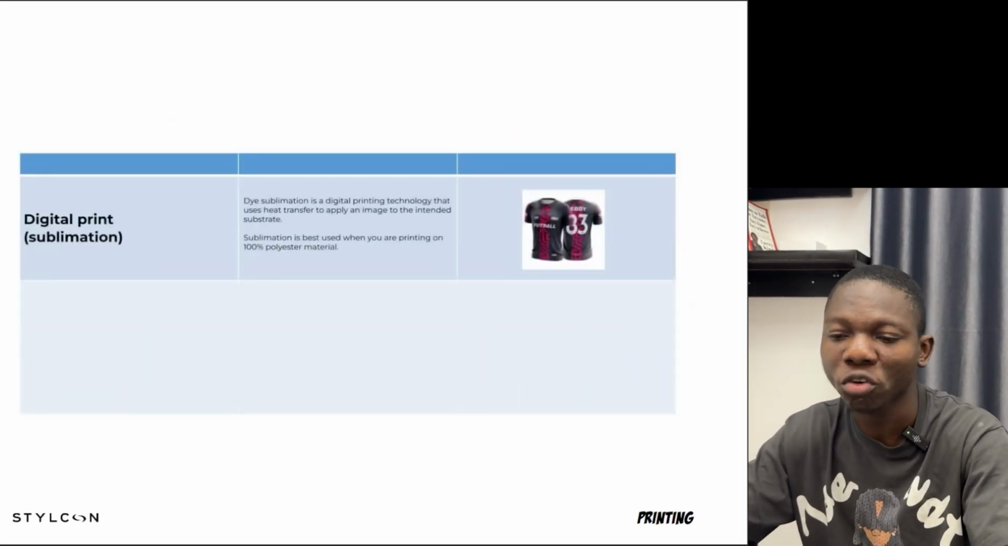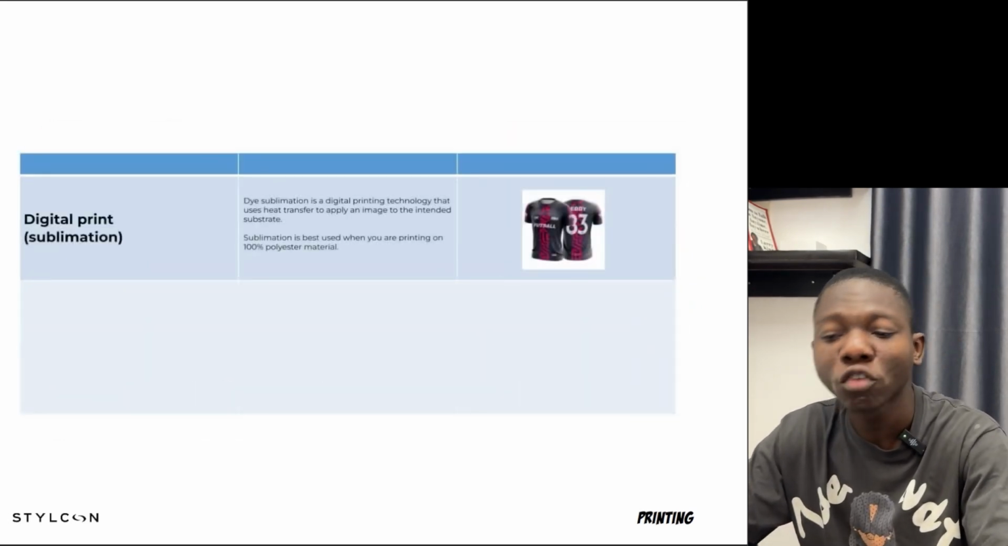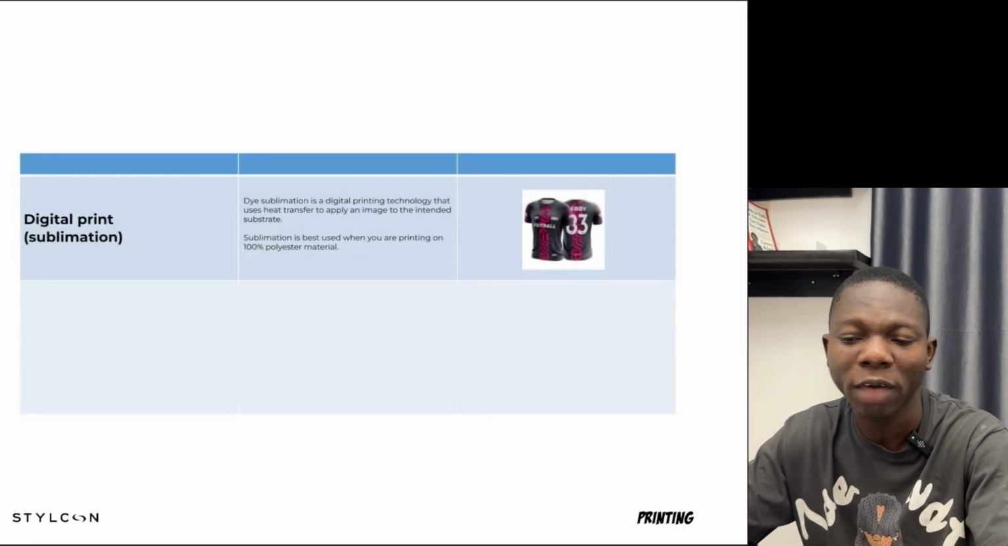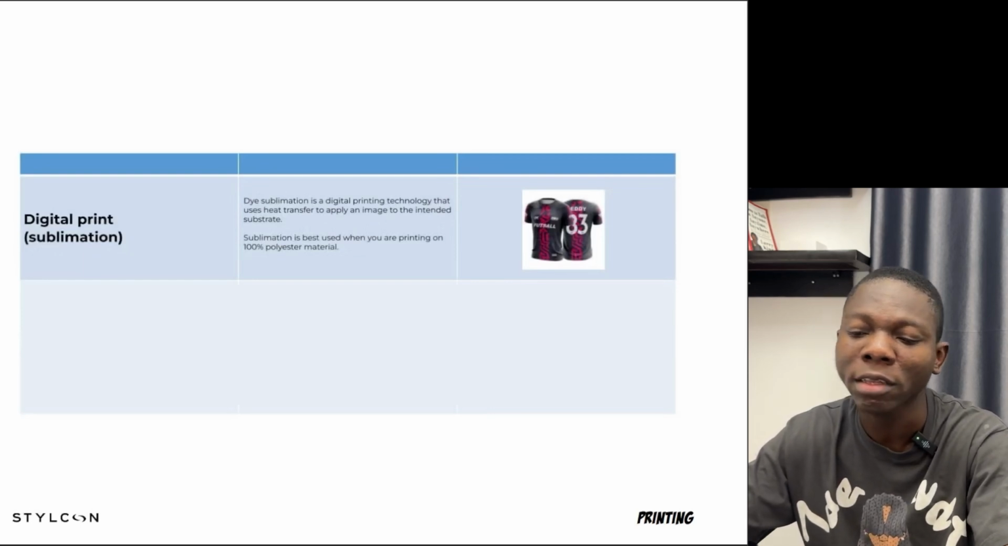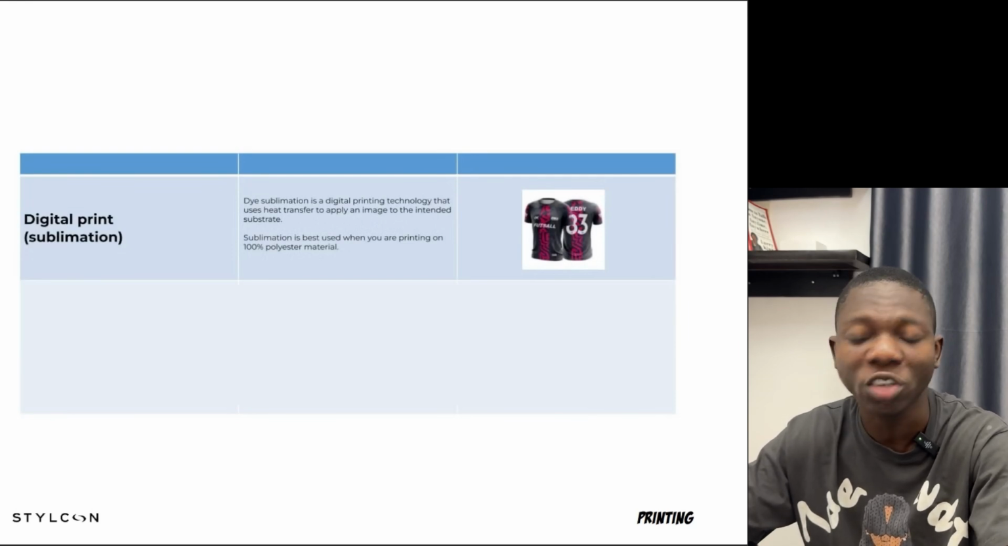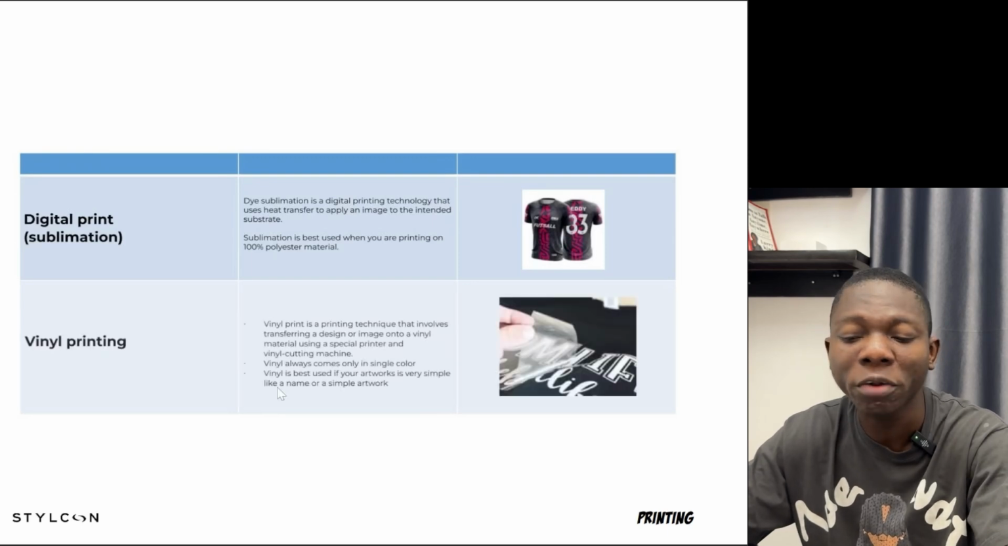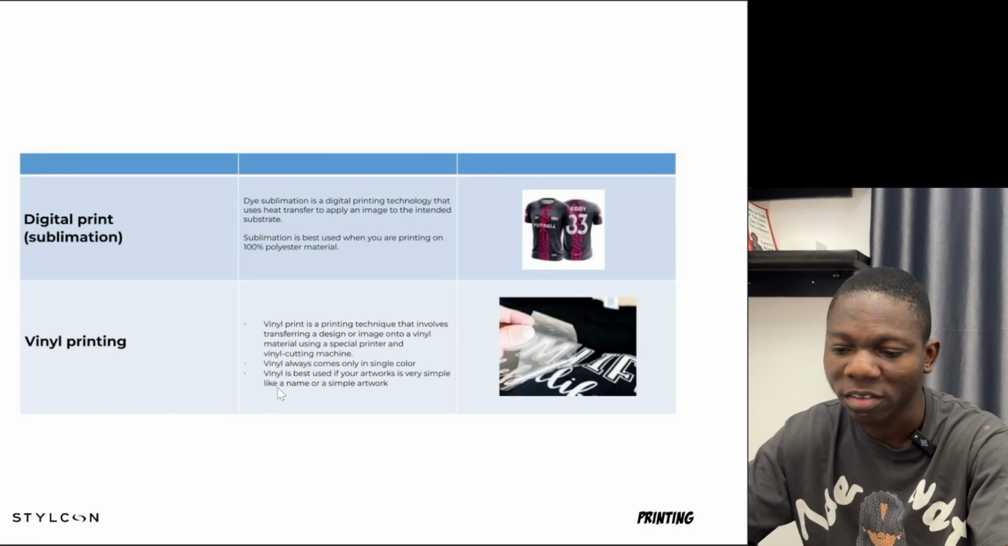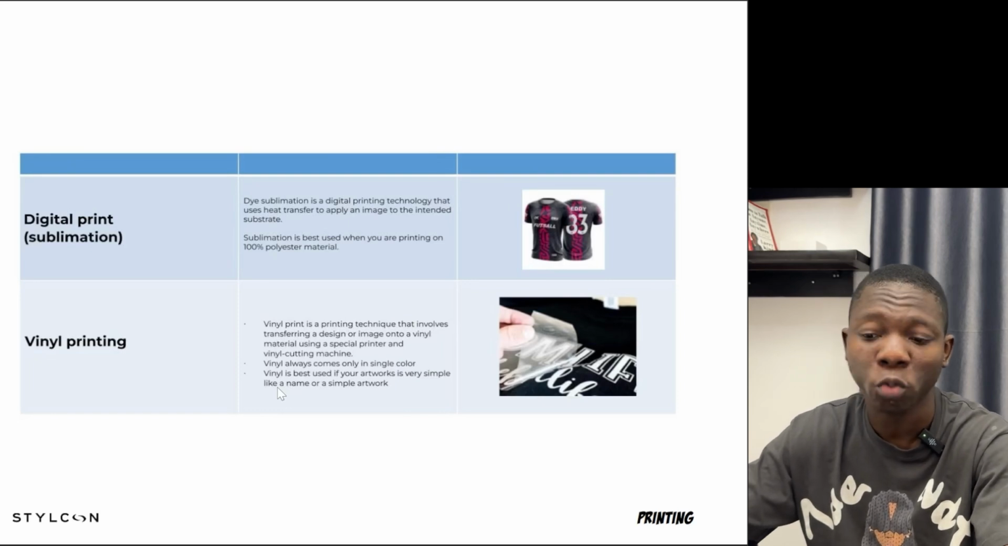Digital printing, sublimation. Sublimation is a process that uses heat transfer to apply an image on an intended substrate. When you're printing with sublimation, it's advisable your material is 100% polyester. Vinyl printing involves you cutting a design or image into a vinyl material using a special machine known as a vinyl cutting machine. Vinyl only comes in a single color and is best used if your artwork is very simple, like a name or a simple artwork.